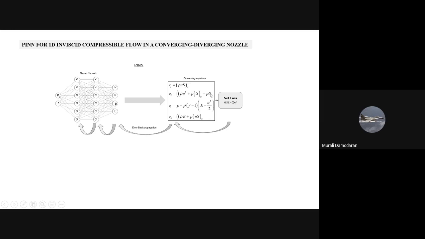These are the physics. So you can estimate the mean square error loss from the neural network, the error coming from this. If the physics is satisfied, then E1, E2 should vanish. It should go to zero. But it will never go to zero because of all the errors that we have in the system.